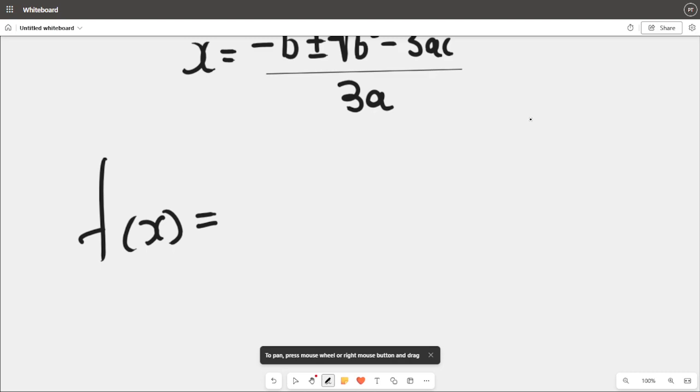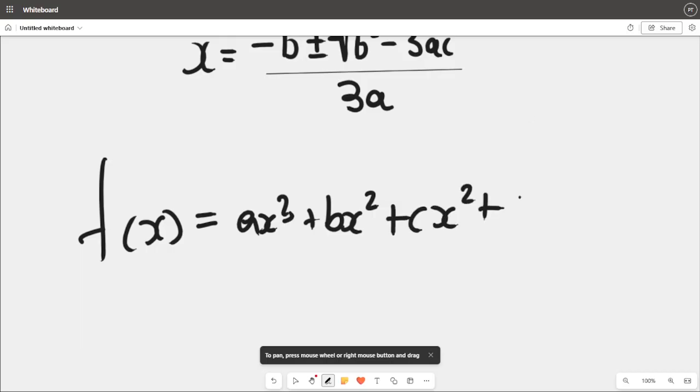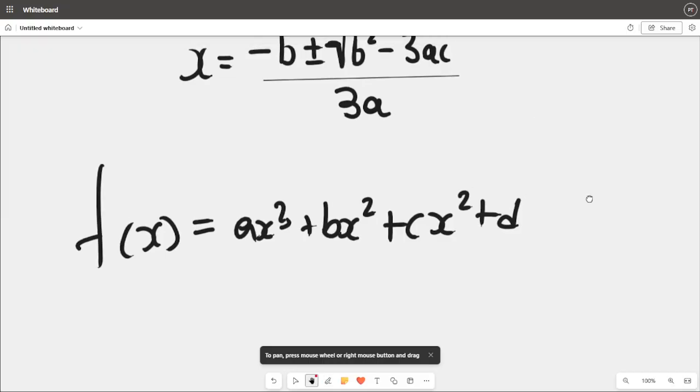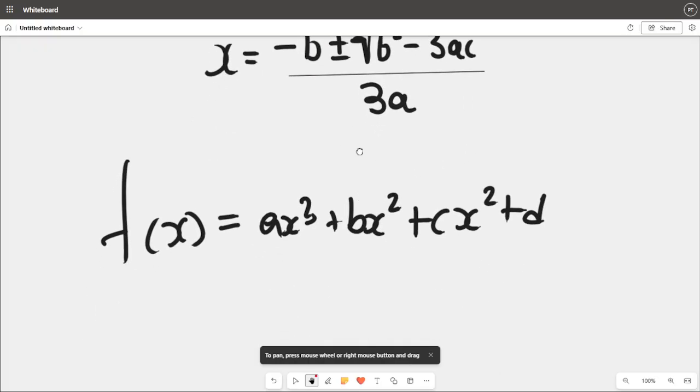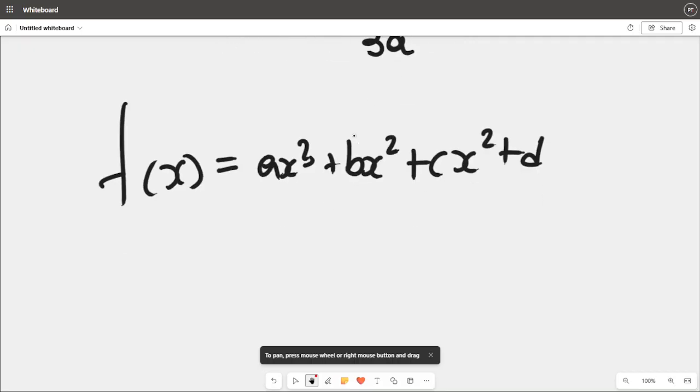which is equal to ax cubed plus bx squared plus cx plus d, you can actually use this PSCM method to find exactly the x values of the turning points. Alright, now let's take a look at one example.